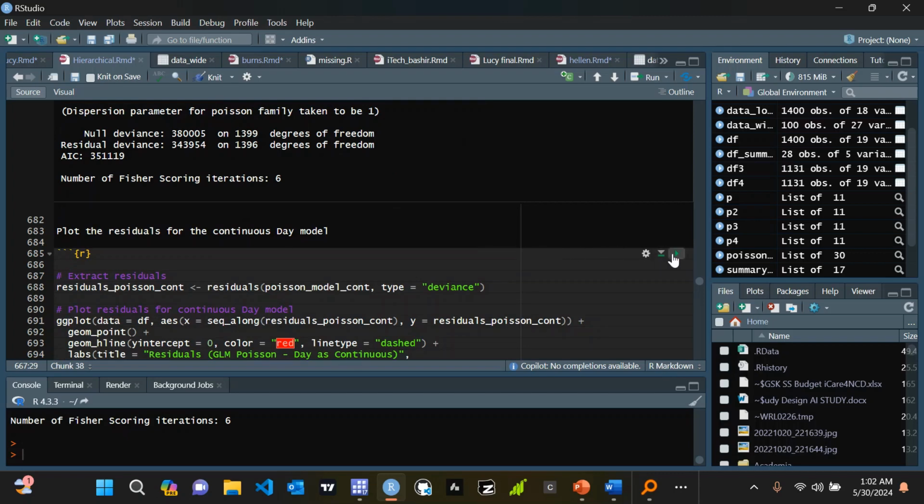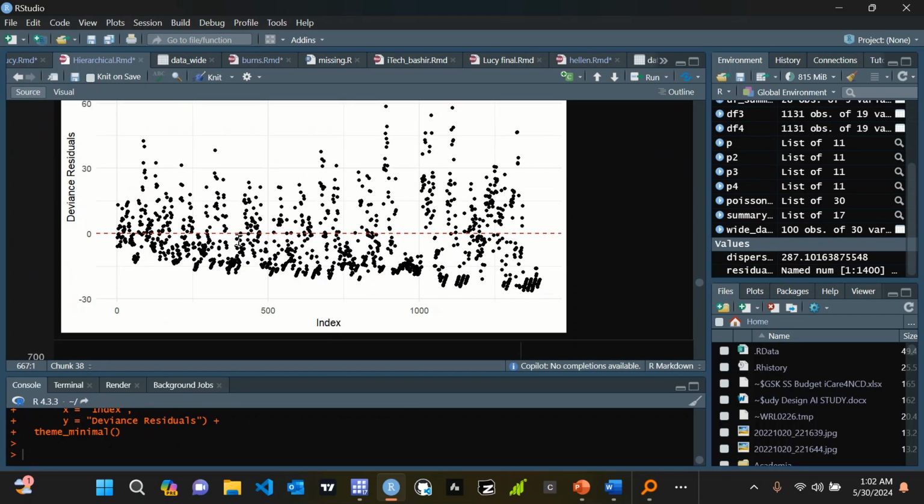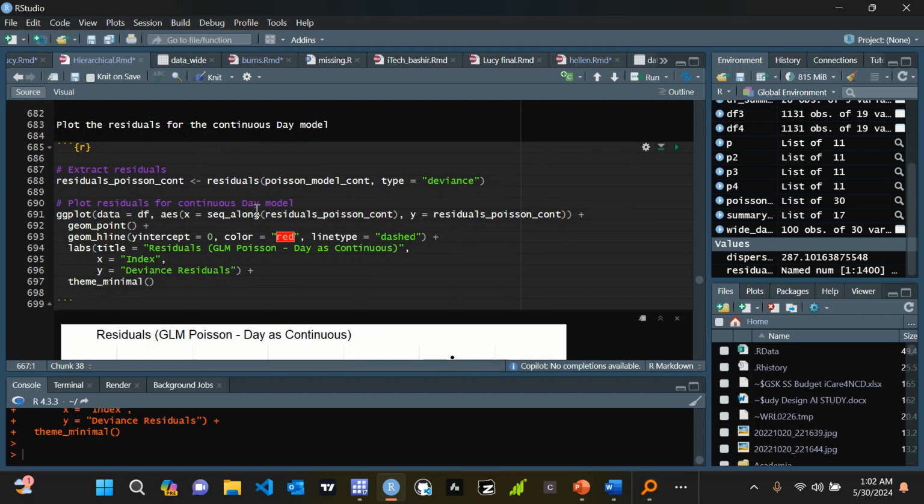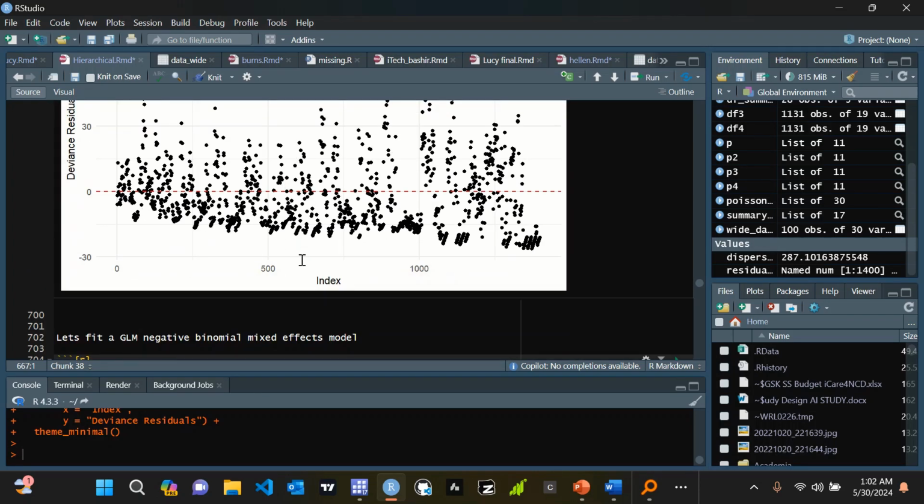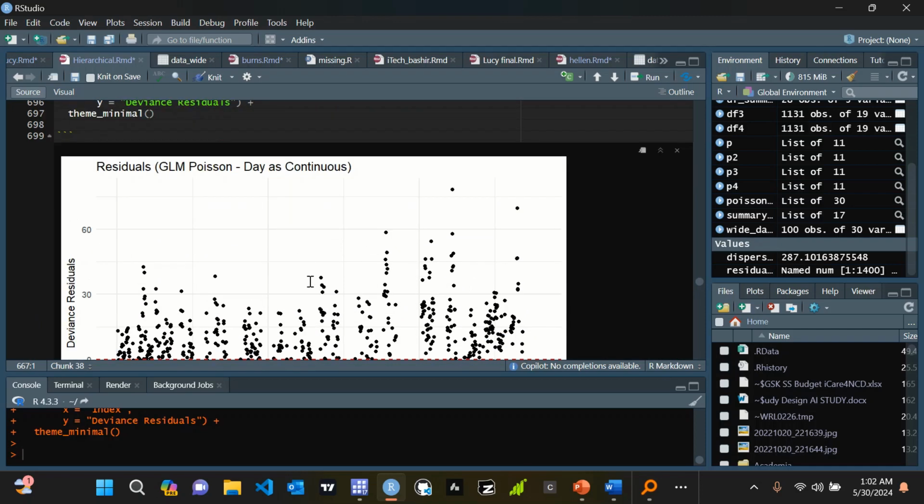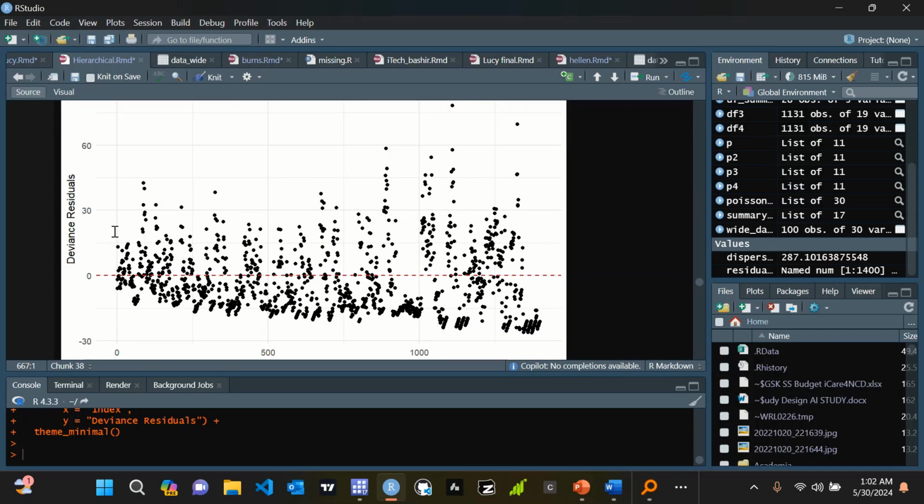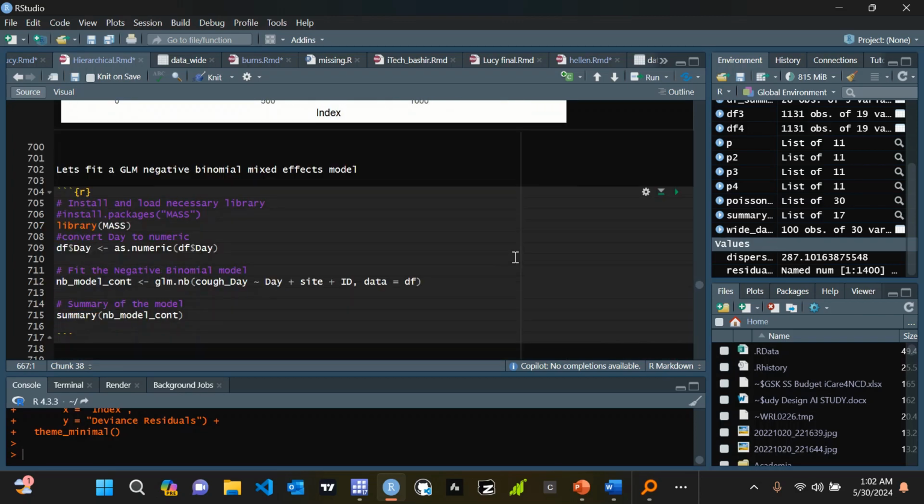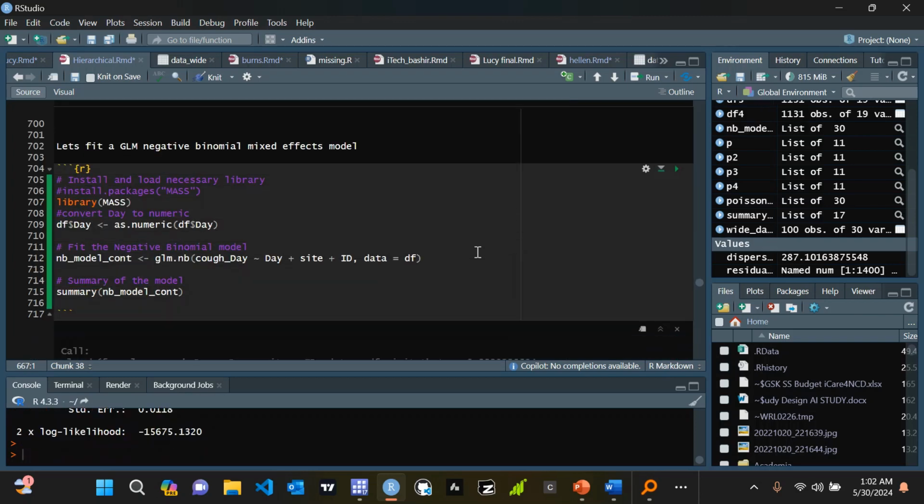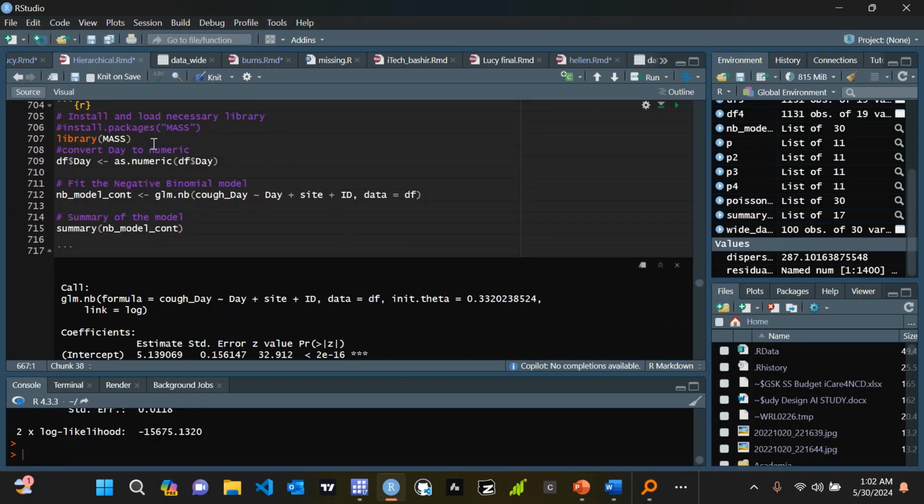So that means we can try out a negative binomial. Oh, before a negative binomial, we can scatter the GLM Poisson residuals. Ideally, these residuals are not supposed to have a pattern and they are supposed to be concentrated around 0. That's why I added this dotted line going through 0.